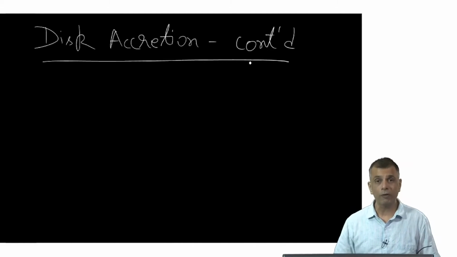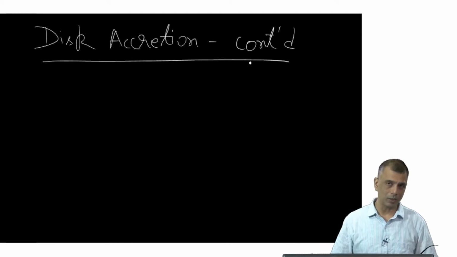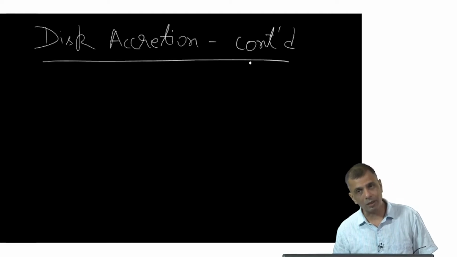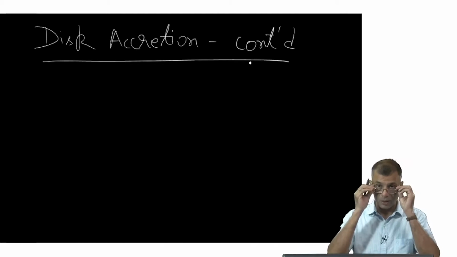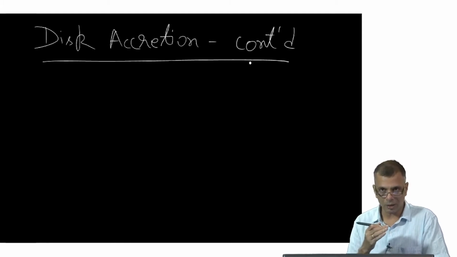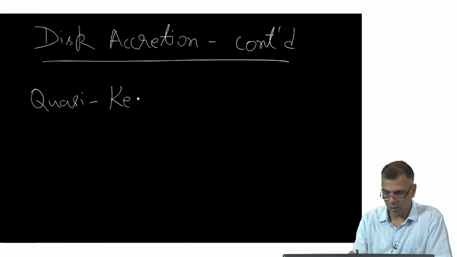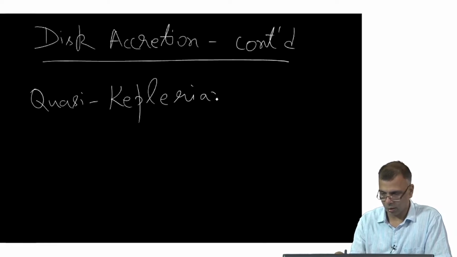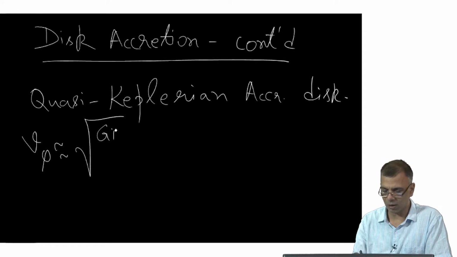And so the first thing we did was we looked at the vertical component of the momentum conservation equation, and then we looked at the radial component of the momentum conservation equation, right? And in both cases, we essentially derived the following conditions for a quasi-Keplerian accretion disk, which is to say that the V phi is nearly the Keplerian velocity, square root of GM over r.